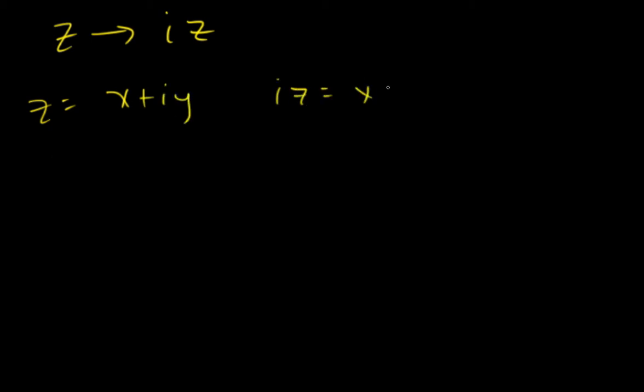Alright, let's try this last one. So we want to find the transformation that moves z to iz. So we're going to say that z is x plus iy. And so that would mean iz is equal to x plus iy times i. So we distribute that and we get ix plus i squared y.